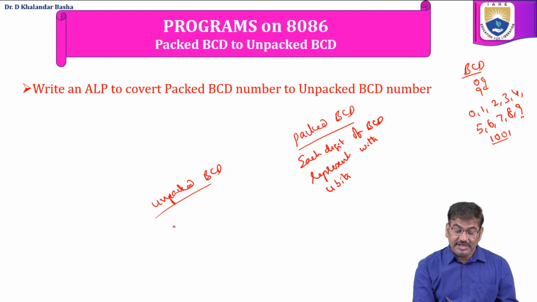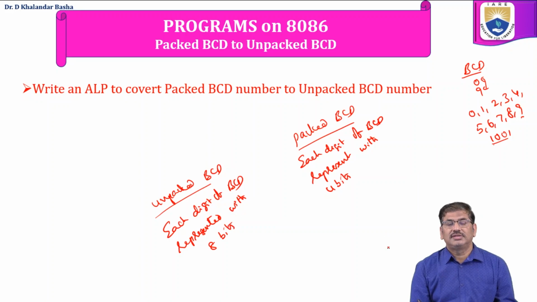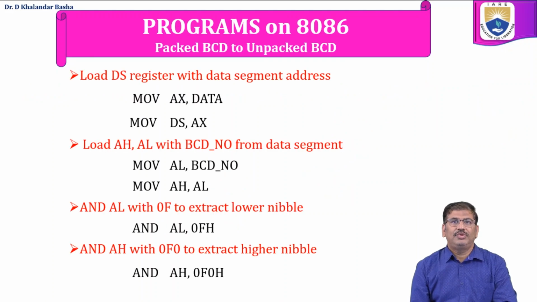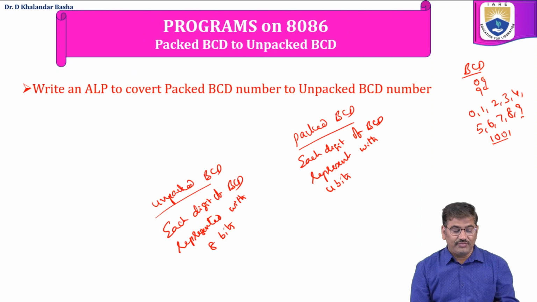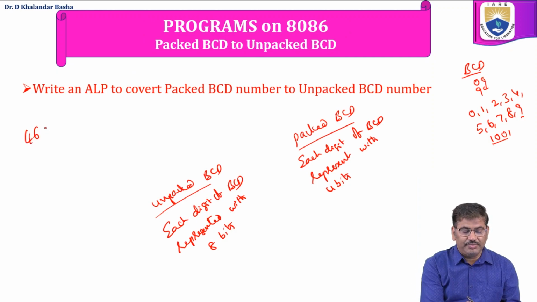Whereas in unpacked BCD, each digit of BCD is represented with 8 bits. Now we are going to take one BCD number that we are going to convert into unpacked BCD. The example we are going to take in this program is 46H. Now we will see how to convert this 46H into unpacked BCD.